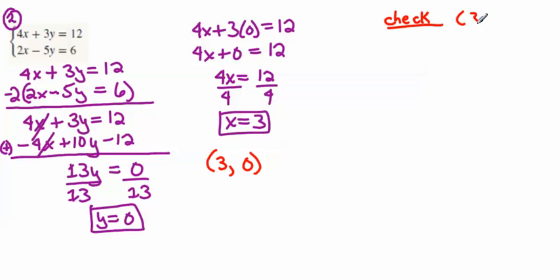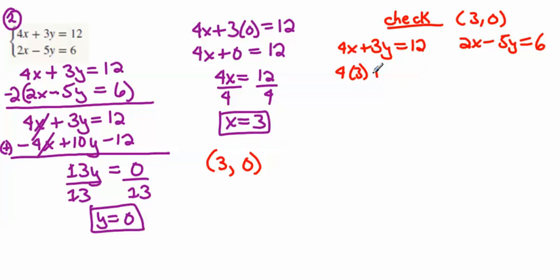So I want to check 3, 0 in both of these equations. The first one is 4x plus 3y is equal to 12. And the second one is 2x minus 5y is equal to 6. 4 times 3 plus 3 times 0 equals 12. 12 plus 0 is equal to 12. 12 equals 12. So it works for that one.